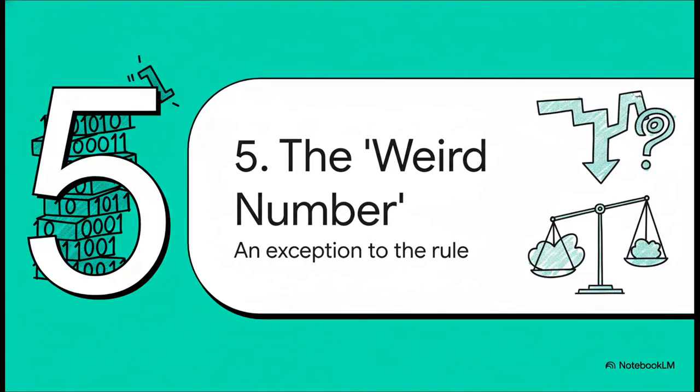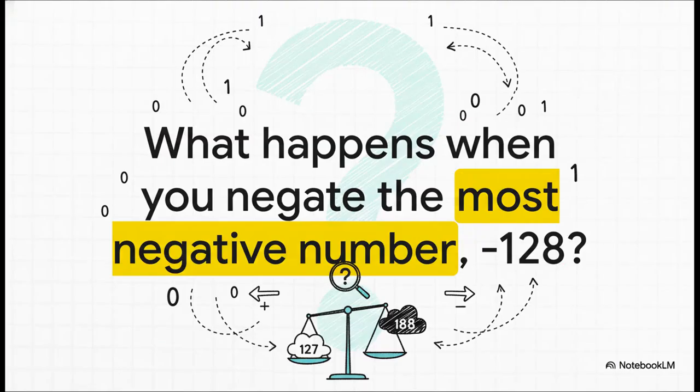Now, this system is nearly perfect, but it has one very famous, very weird little quirk. It's an edge case that happens because the range of numbers isn't perfectly symmetrical. So with 8 bits, you can represent numbers from positive 127 all the way down to negative 128. You see that? There's one more negative number than there are positive ones. So what do you think happens if we try to find the negative of that most negative number, negative 128? We should get positive 128, right?